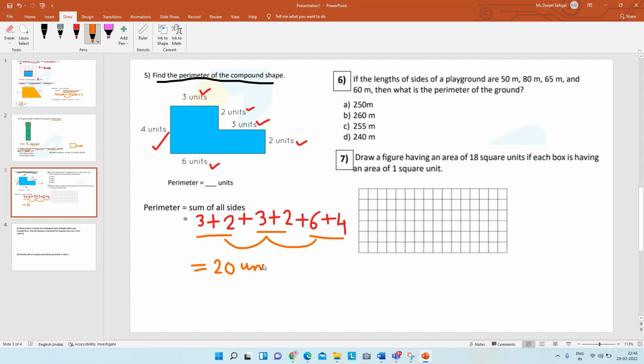Let's write the answer. The perimeter is 20 units. Let's write here 20 units.